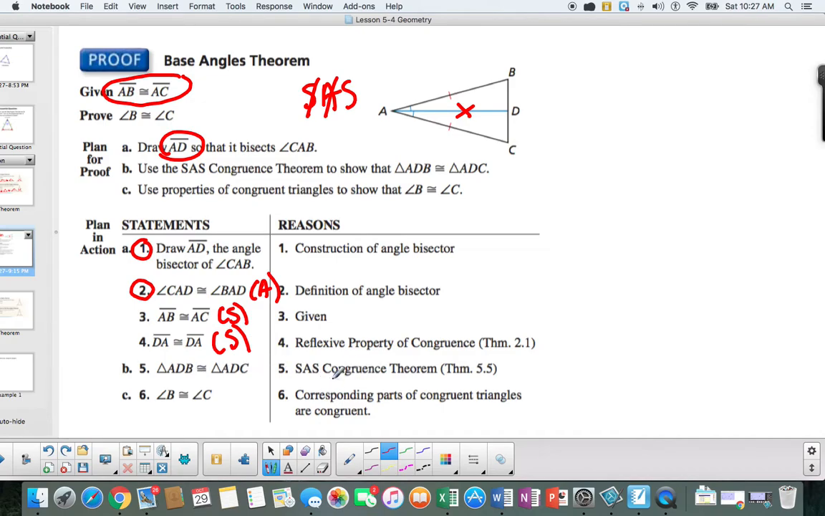Now, why is this going to be helpful? Well, this is going to be helpful because we've used a shortcut to get the triangles congruent, but the other parts that we didn't use, the other two angles and the side that we didn't use, are also congruent. So this angle B is now congruent to this angle C. Remember, here's angle B and here's angle C. Since we've proved that they're congruent, this is the statement we use: corresponding parts, these are the angles that go together, of congruent triangles are congruent.